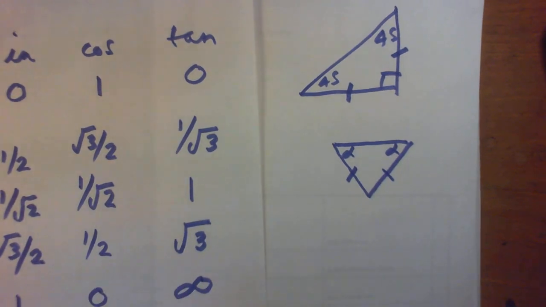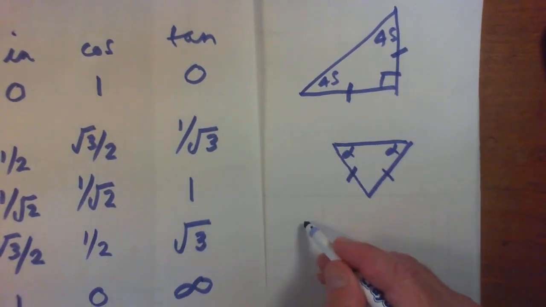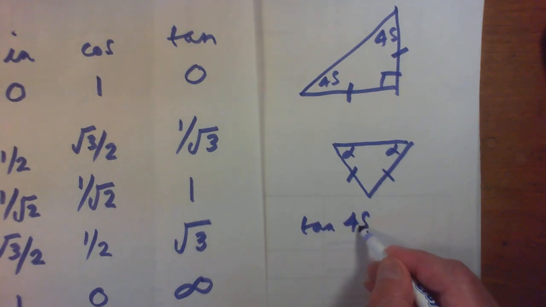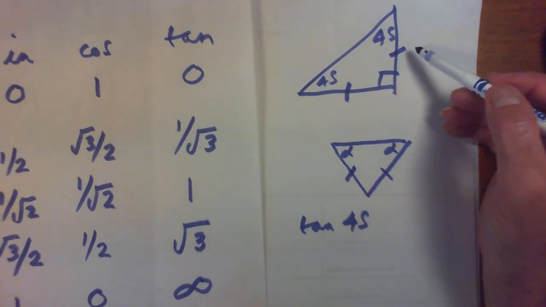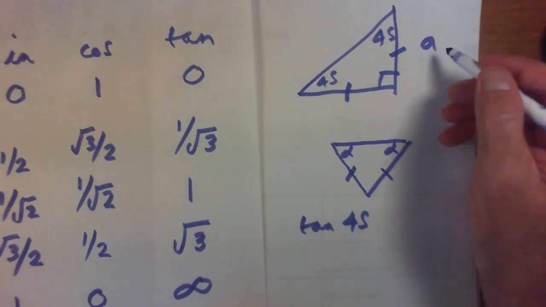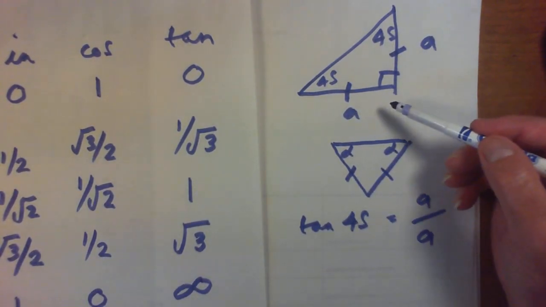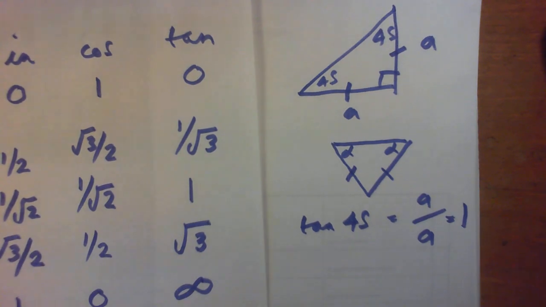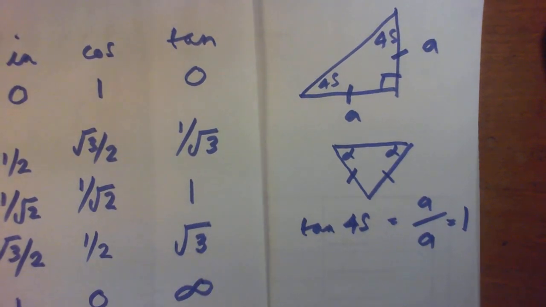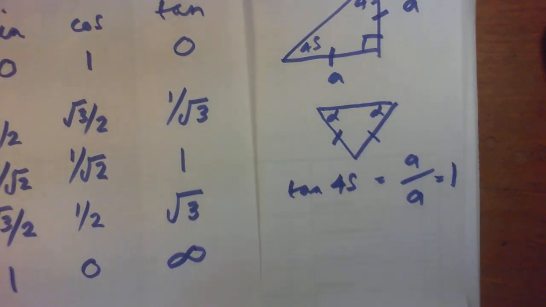But what I'm leading up to here is that if I take the tangent of 45, whatever side that is, I can call it A. That'll be A as well. So that'll be A over A, opposite over adjacent, and that'll be 1. So you can see that's okay. Tan 45 is 1. That's quite logical.